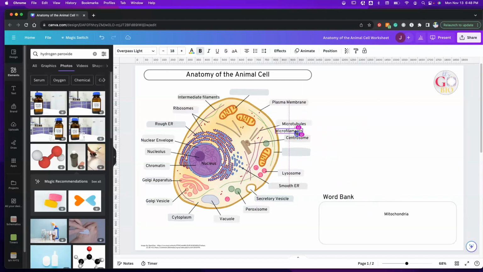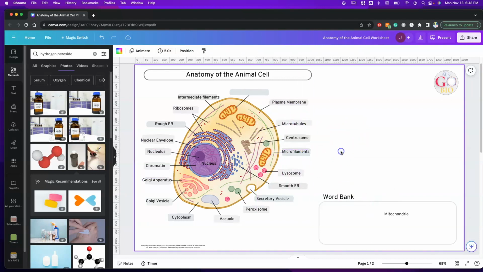And finally, we have the microfilaments. So a filament is a really small fiber, right? If you think of a filament, it's something very, very small. So same here, a microfilament is this really thin, small fiber. It's made of actin monomers. And these have a couple of important uses.